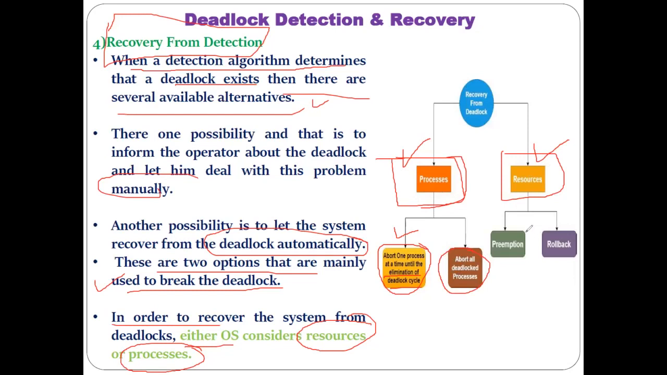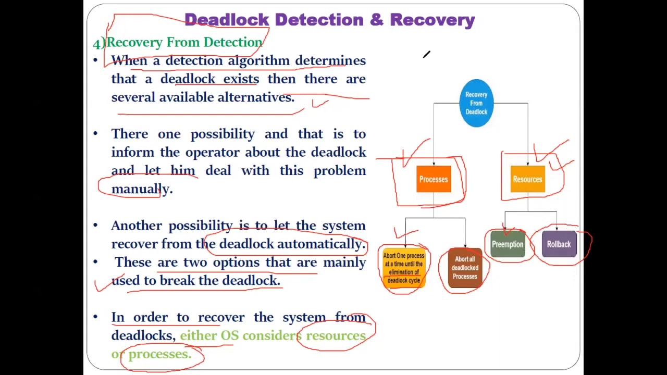Now at the resource level, a preemption strategy can be applied for the recovery from the deadlock. Preemption strategy in the sense forcefully taking the resources from a particular process. That is the first case. And at the second approach at the resource level recovery from the deadlock, that is nothing but rollback to the previous state, or rollback to the previous safe state. Understood. So that is how deadlock recovery can be done.